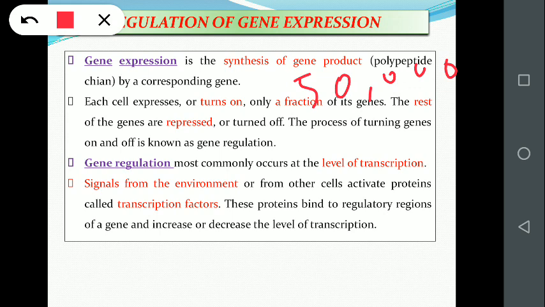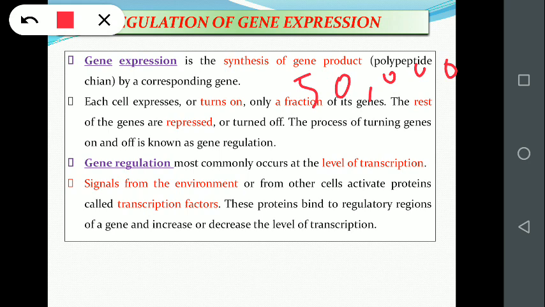At the transcription level, there will be some signals which recognize the necessities of the cell, and they will either switch off or switch on the genes, and they are called transcription factors. Some of the transcription factors will regulate the expression of genes. So they are under the influence of signals from the environment.